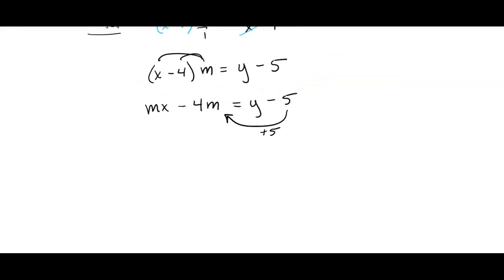So now I'm going to have mx minus 4m plus 5 equals y. And so we have solved the equation for y. We still don't know what m is or x, but now we have y by itself.